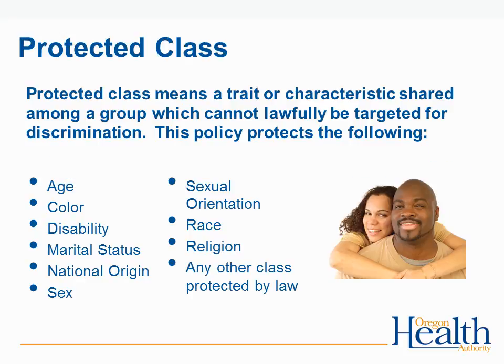We will now discuss protected class. Protected class means a trait or characteristic shared among a group which cannot lawfully be targeted for discrimination. This policy protects the following: age, color, disability, marital status, national origin, sex, sexual orientation, race, religion, or any other class protected by law. If the individual is complaining for some other reason, they can still file a complaint. But those complaints that fall outside the scope of this policy should be reported to supervisors and/or brought to the attention of our customer service center.